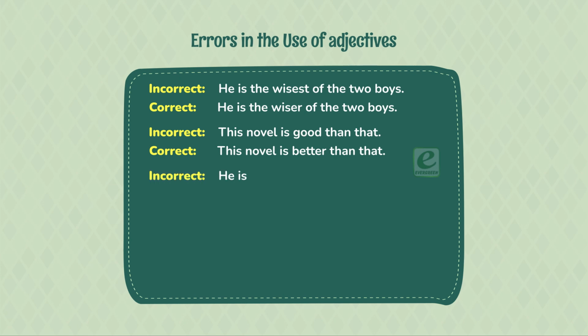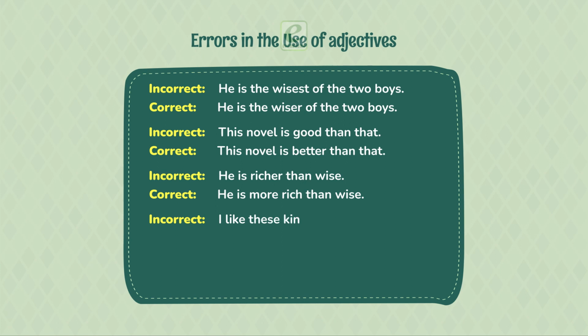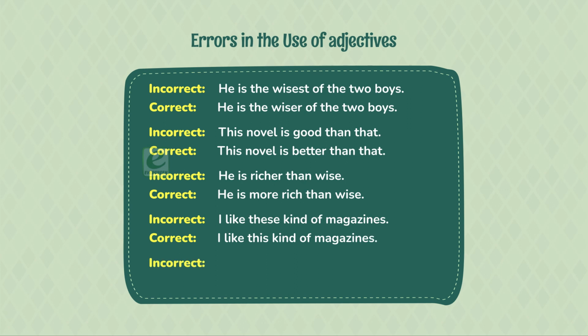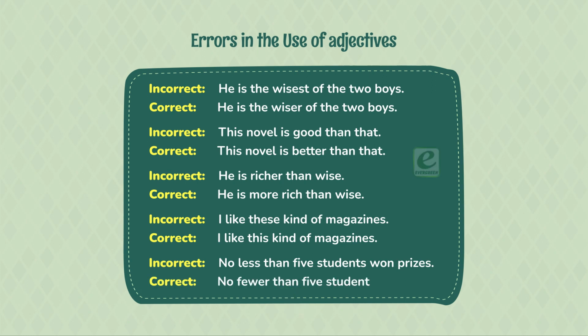Incorrect. He is richer than wise. Correct. He is more rich than wise. Incorrect. I like these kind of magazines. Correct. I like this kind of magazines. Incorrect. No less than 5 students won prizes. Correct. No fewer than 5 students won prizes.